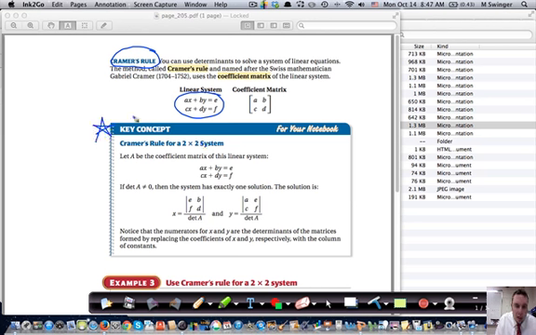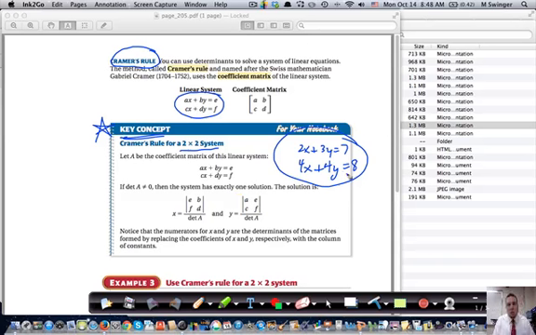You want to know this key concept right here, okay? I'm going to make you learn Cramer's rule for a 2 by 2 system. So here's what you have to know. If I give you any system, like 2x plus 3y equals 7, 4x plus 4y equals 8, okay? There's a system. It has to be in this order: x, y, constant, for us to be able to do this. Notice, x's, y's, and a constant.